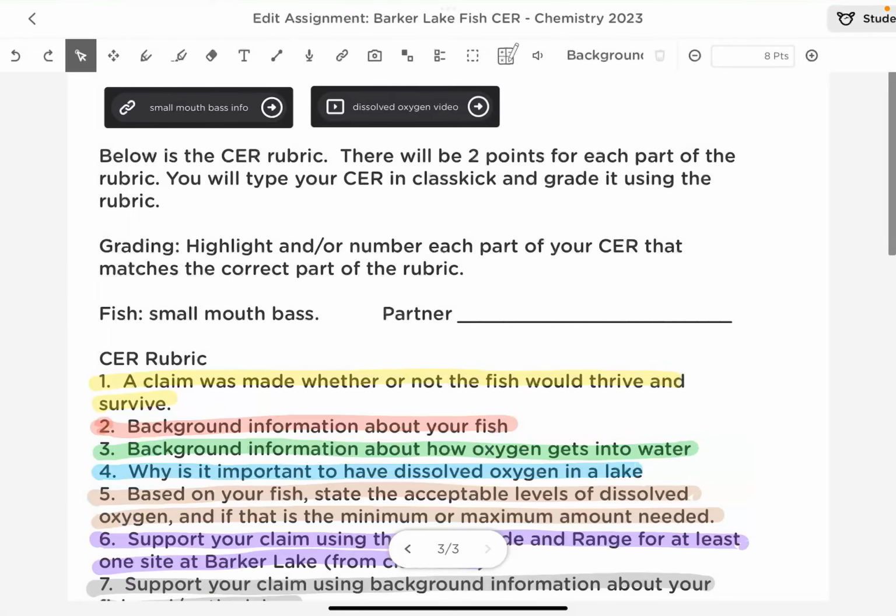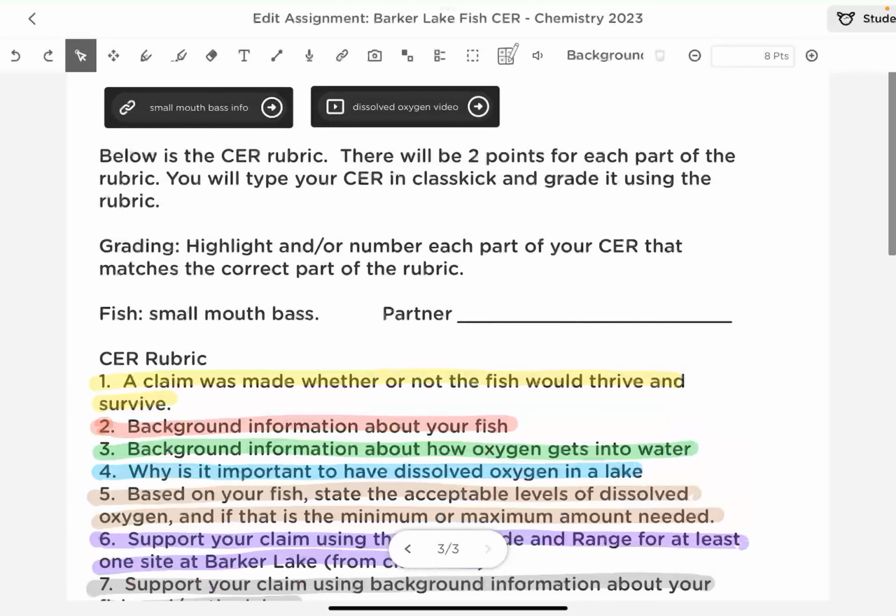What I want to do is go through our Barker Lake fish CER and how to do that and how it ties into our testing that we did outside. So we went outside and did our testing of Salt Creek and Barker Lake to be able to figure out how much oxygen was in the water. And so we want to take that data, which we collected, and apply it to see if we should stock Barker Lake with a type of fish. For this particular year in this class, the fish was the smallmouth bass, but it can change depending on which class you're in and that sort of thing.